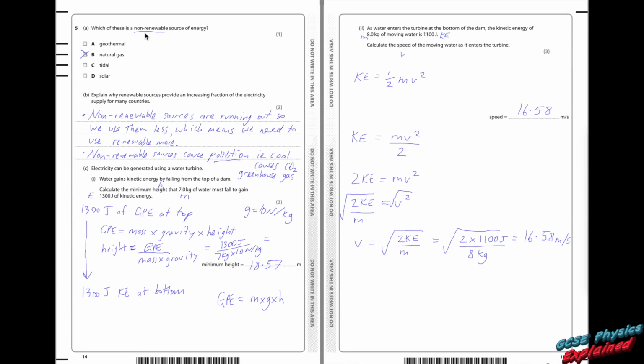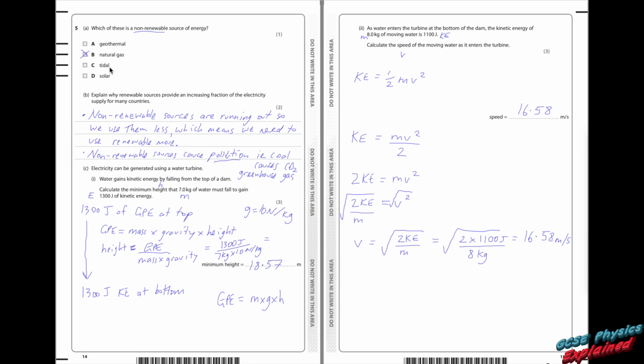(5a). Which of these is a non-renewable source of energy? If it's non-renewable, that means you can't renew it, which means one day it's going to run out. Geothermal will never run out because it's about the hot rocks inside the earth. Natural gas, yes, that'll run out. Okay, so that's your answer.